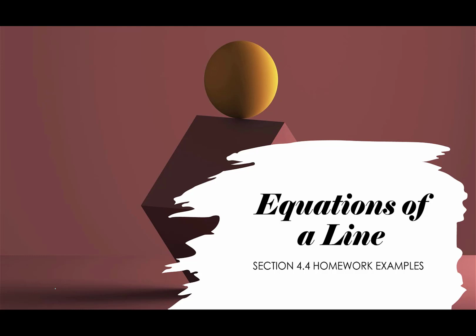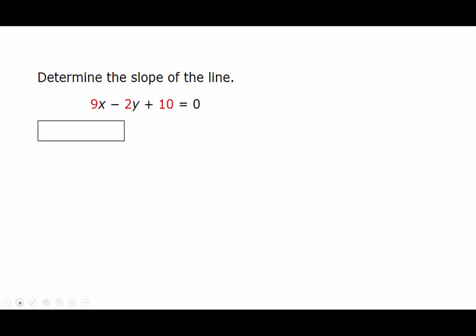Hi class, in this video I will show you a few problems from your WebAssign section 4.4 equations of a line. The first question says determine the slope of the line. The best way to determine the slope is to rewrite the equation in slope-intercept form. Slope-intercept form is y equals mx plus b, and the coefficient m is the slope.